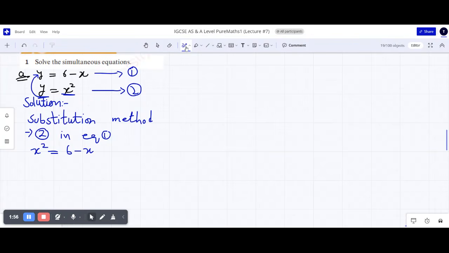Now we will rearrange to form a standard quadratic equation. So here we will shift these values to the other side of the equals sign, and the sign will change. Minus x becomes plus x, plus 6 becomes minus 6. Nothing is left there, so it would be equal to 0.